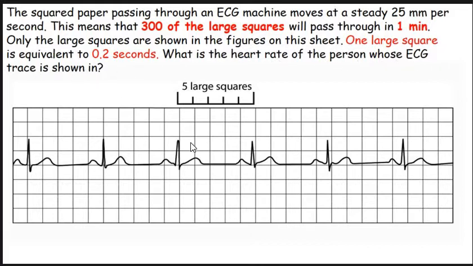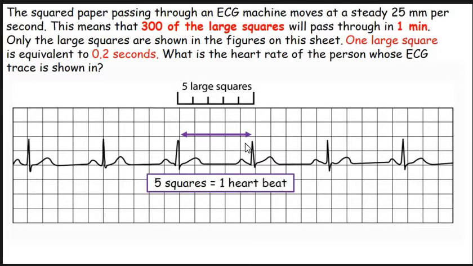So what you do is you pick 2 points. I usually like to pick the peaks myself, but it's up to you. You could pick the troughs down here, but I like to pick these 2 peaks and literally count the number of squares. So we've got 1, 2, 3, 4, 5. So that's 5 squares. So 5 squares equals 1 contraction there.